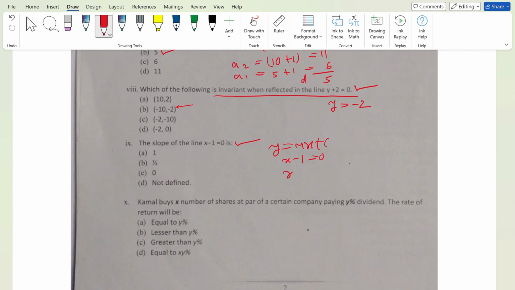So this is x equals 1. X equals 1 means the line is parallel to the y axis, making a 90 degree angle. So m equals tan 90 degrees, which is sin 90 degrees by cos 90 degrees, that is 1 by 0. That is infinite, so not defined.